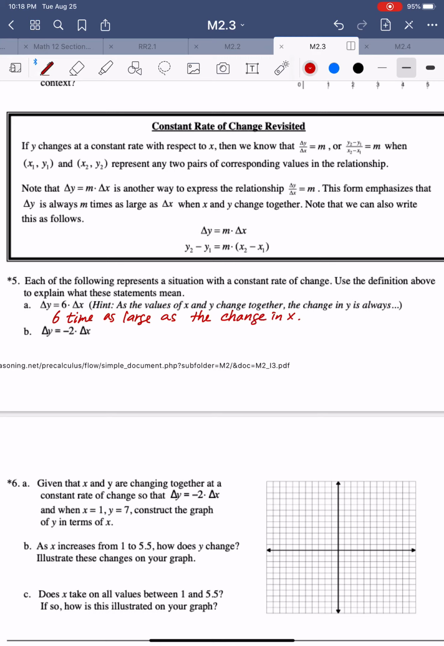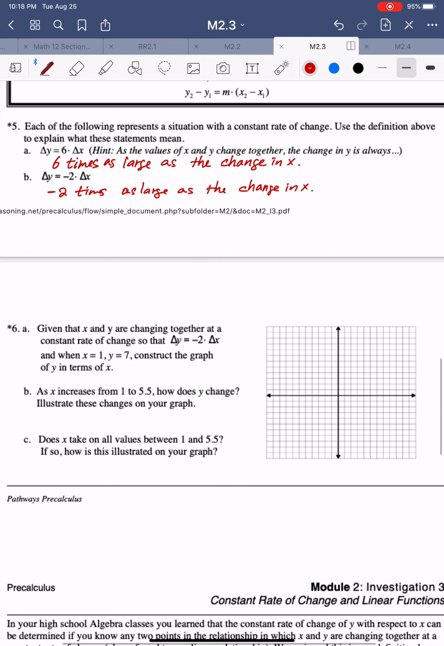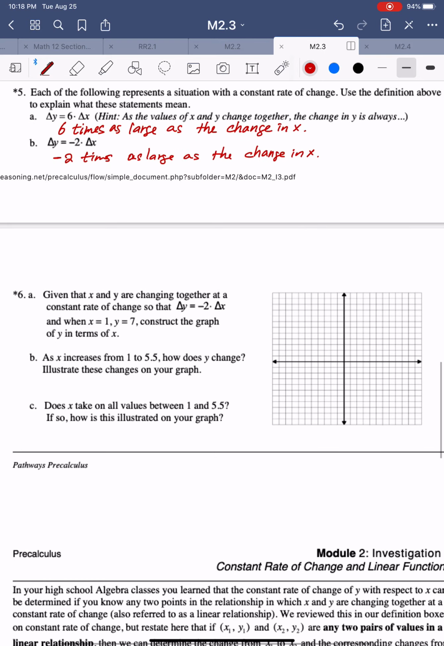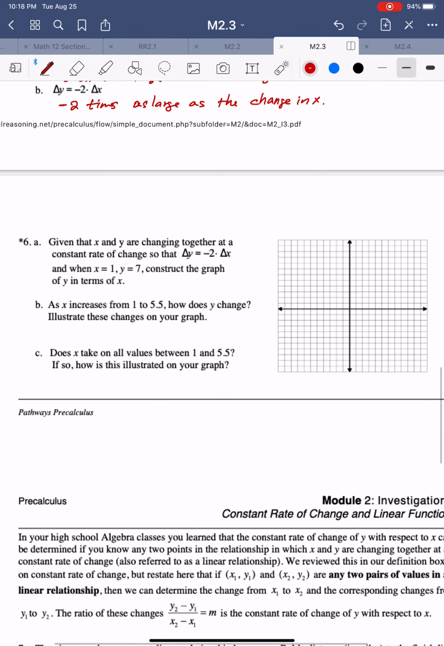Okay, B: delta y equals negative 2 times delta x. So as the values of x and y change together, the change in y is always negative 2 times as large as the change in x. Okay, so we can talk about this stuff at 2.1 using 2.2. All right, let's talk about number 6.